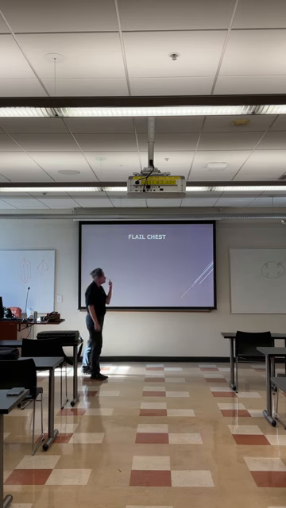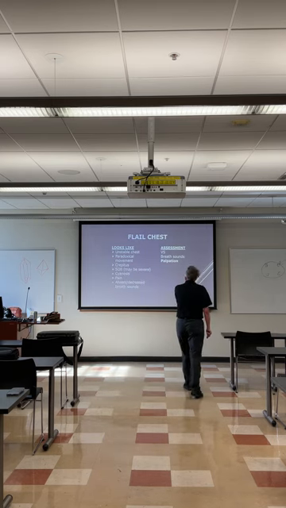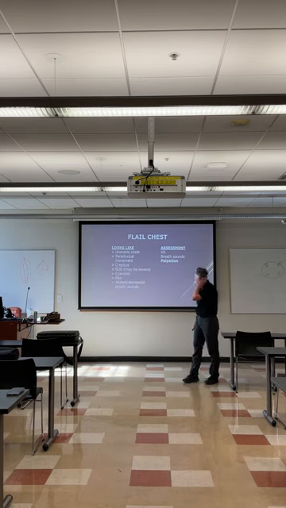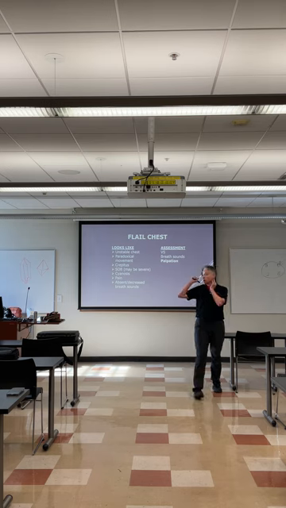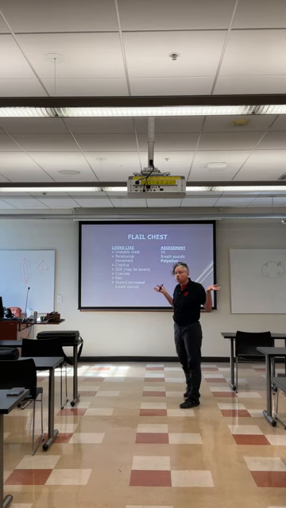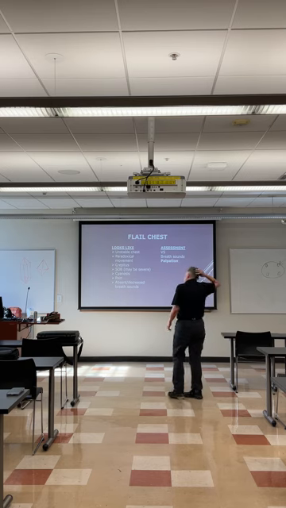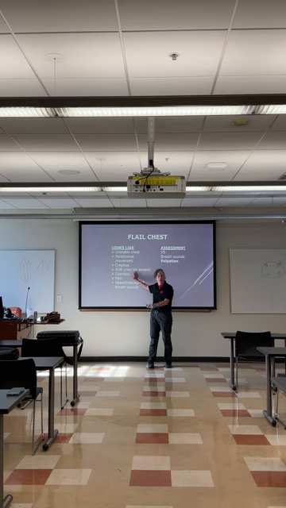That chest is highly unstable. Paradoxical movement. This is what they look like. Crepitus. And that guy, how bad do you think his shortness of breath was? Bad. Cyanosis. They ain't got no oxygen. Pain.